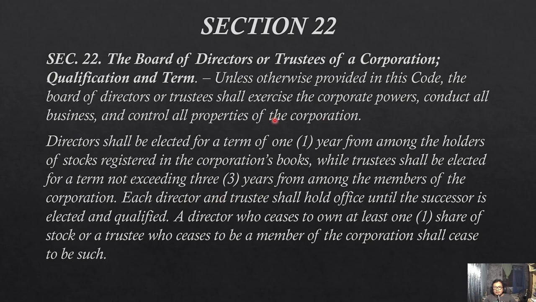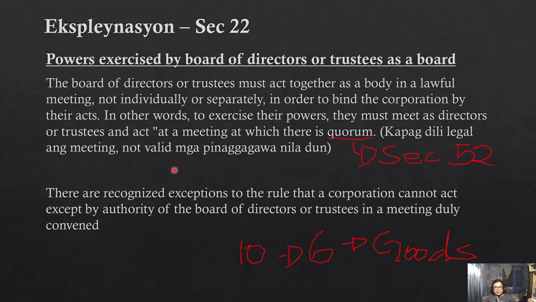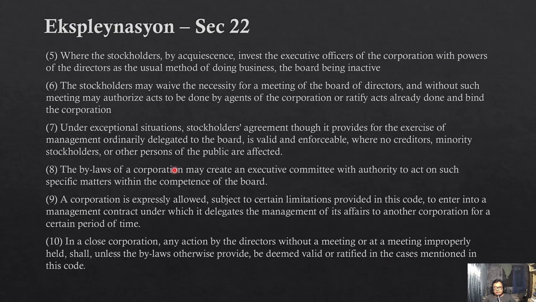Ngayon, sir, pag lumampas na ba ng 1 year, pag lumampas na ba ng 3 years yung kanilang term, automatic ba alis na sila? Hindi. Kasi dito, each director and trustee shall hold office until the successor is elected and qualified. So, pwede silang magtagal dyan more than 1 year kapag wala pang na-elect na successor nila. Na qualified, of course. Pwede sila magtagal. So, saan na tayo?